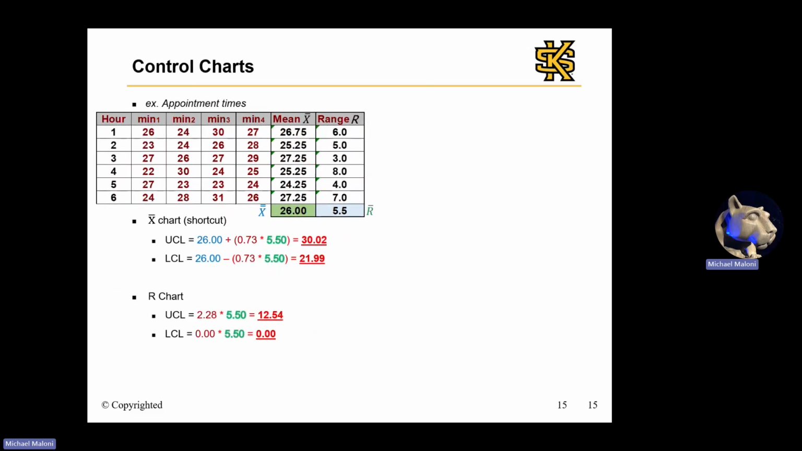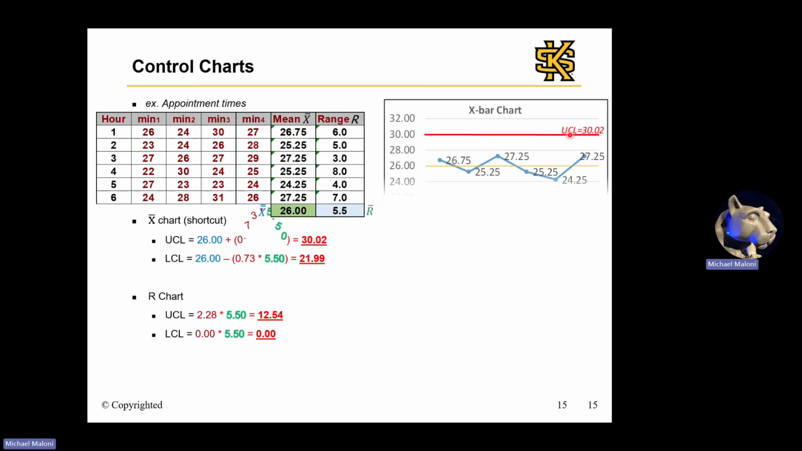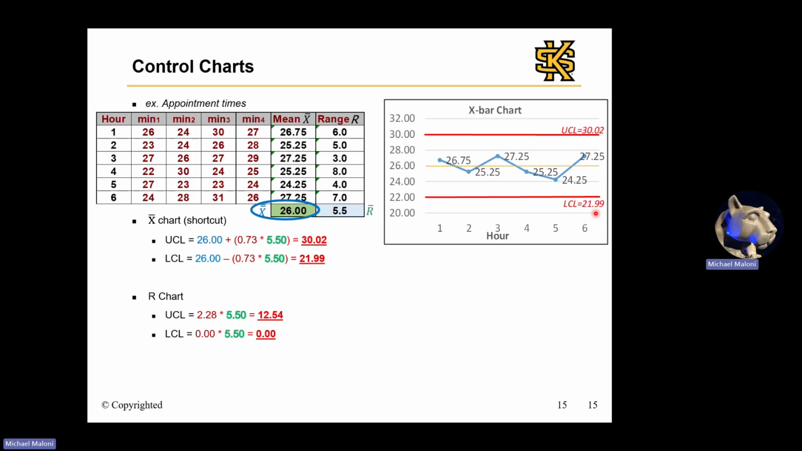So for the X bar chart, we now have that upper control limit at 30.02. We also have the center line here at 26, which is X bar bar. And then we have the lower control limit at 21.99. So we have our control limits, the center line, and then we just plot the X bars, 26.75, 25.25, 27.25. We just plot those relative to the upper and lower control limits and the center line.